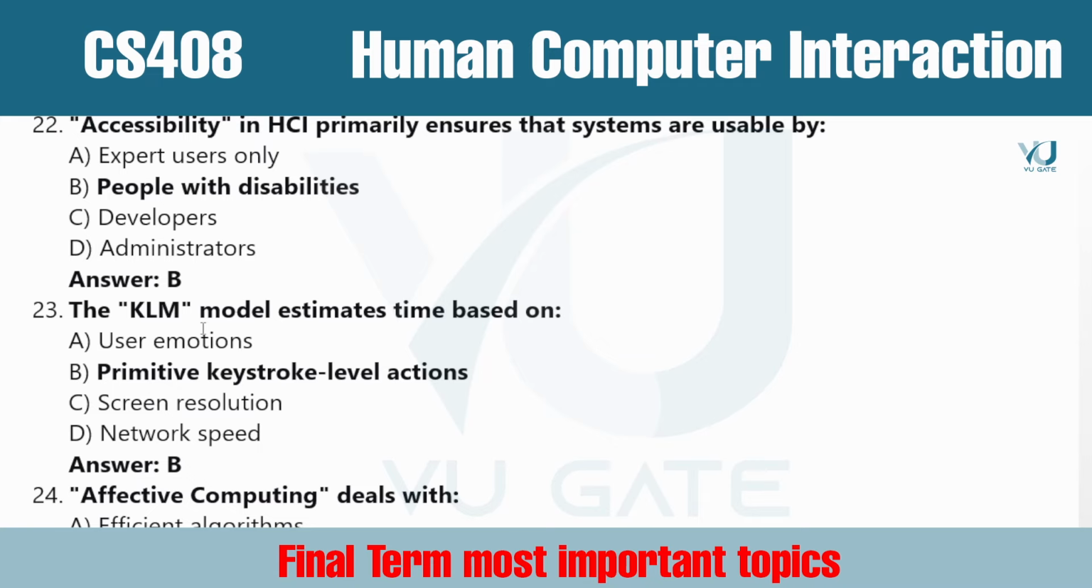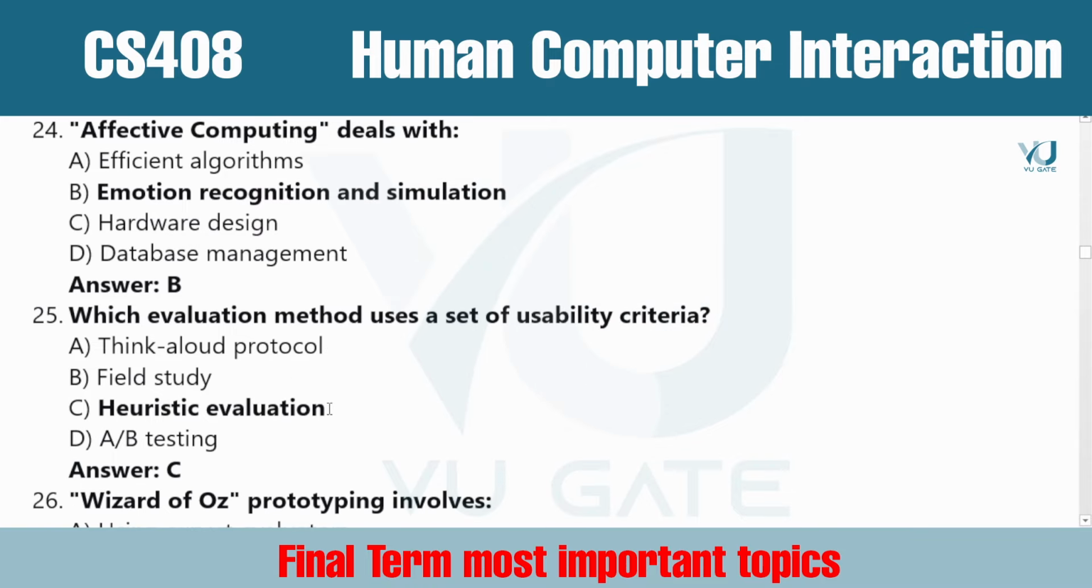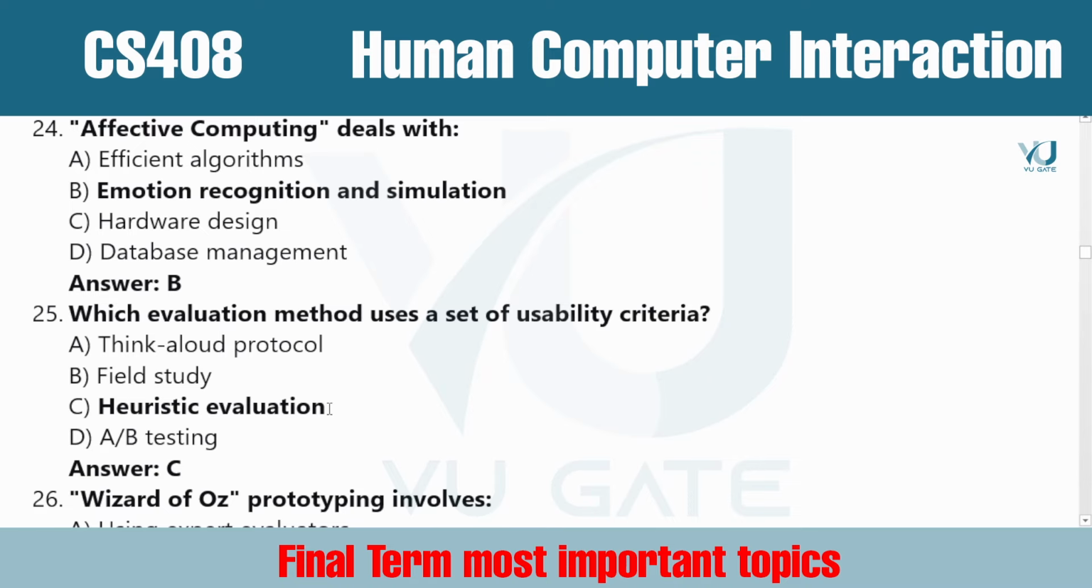Question 23. The KLM model estimates time based on. The correct answer is option B, primitive keystroke level actions. Question 24. Affective computing deals with. The correct answer is option B, emotion recognition and simulation.